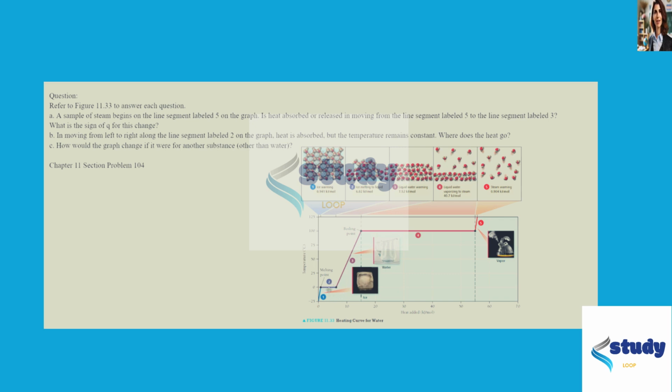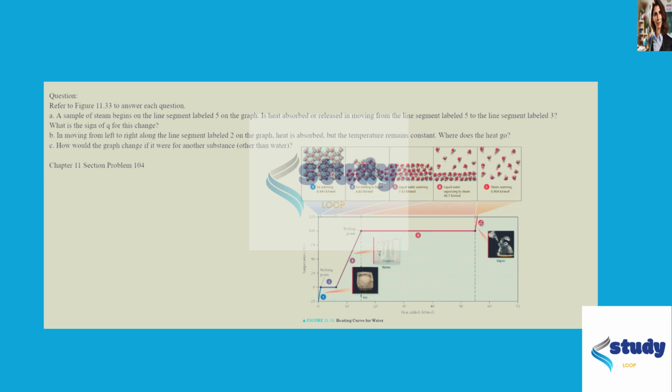So ice, and then we have the melting of ice, which is fusion. Then we have the heating of the liquid water. We have the boiling or vaporization. And then number 5 is the heating of the gaseous vapor. So A asks us, a sample of steam begins on the line segment labeled 5 on the graph.